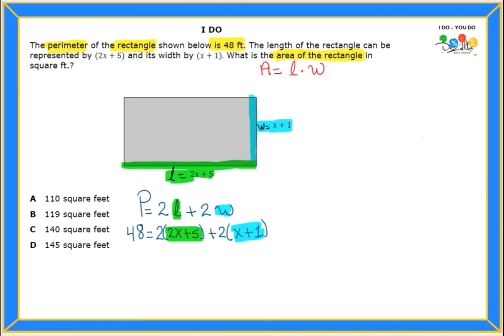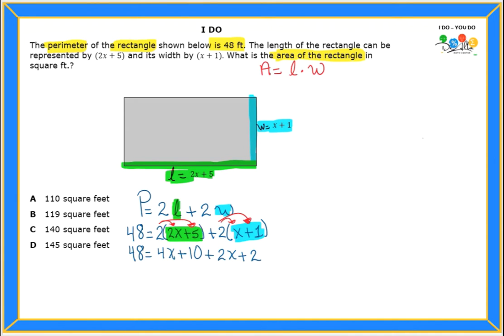Now let's go ahead and continue. If you notice, parentheses means multiplication. So I'm going to work on my distributive property. I'm going to multiply 2 times 2x and 2 times 5. Well, 2 times 2x gives me 4x, and 2 times 5 gives me a 10. I'm going to move to the next parenthesis where I need to multiply 2 times x and 2 times 1. So 2 times x gives me 2x, and 2 times 1 is 2.